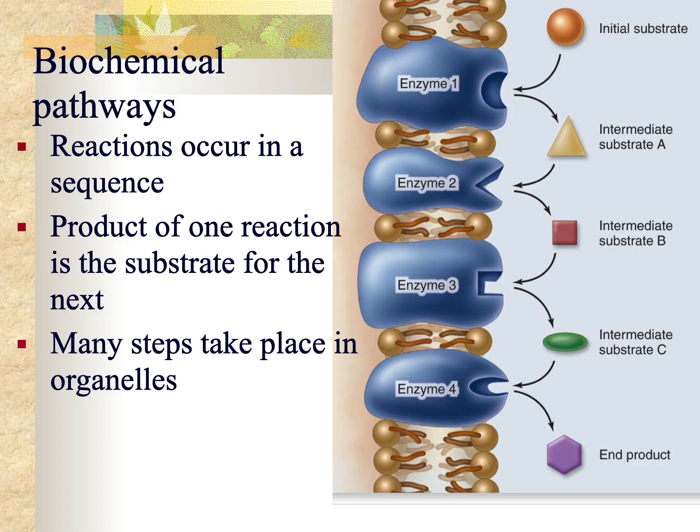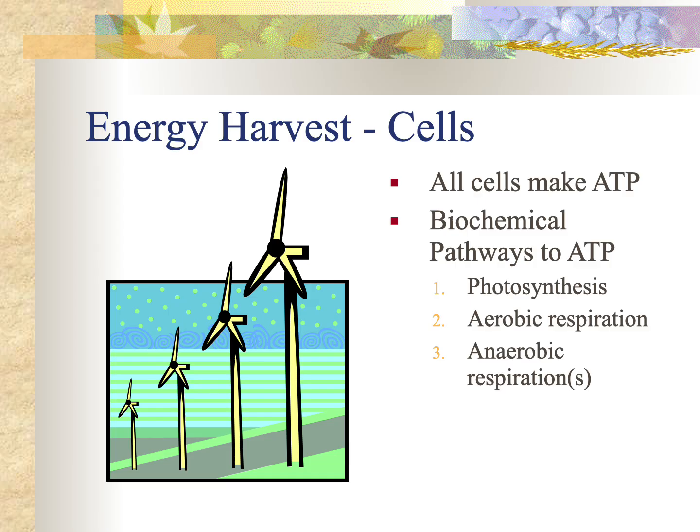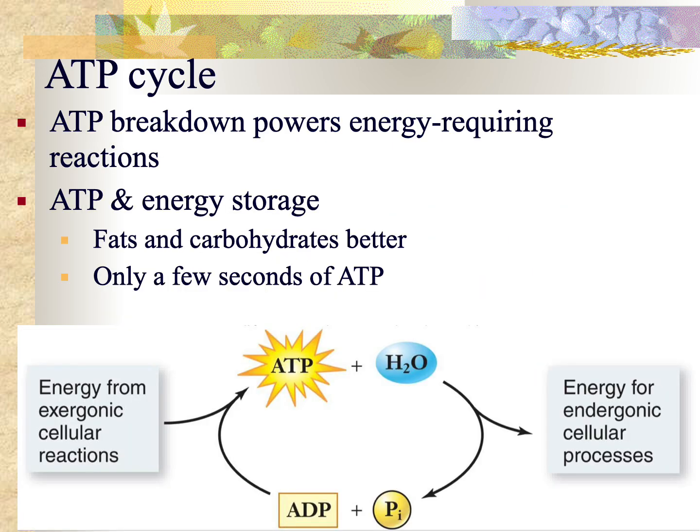Okay, so the main catabolic pathways we're going to talk about are pathways that make ATP. All cells make ATP, and there's several ways to do it. You can do it through photosynthesis, you can do it through aerobic respiration, and anaerobic respiration. These are three different pathways, and they each have multiple steps. But in all cases, they make this ATP, adenosine triphosphate.